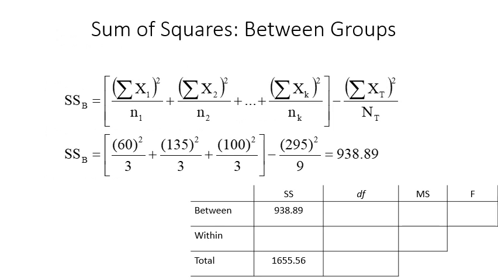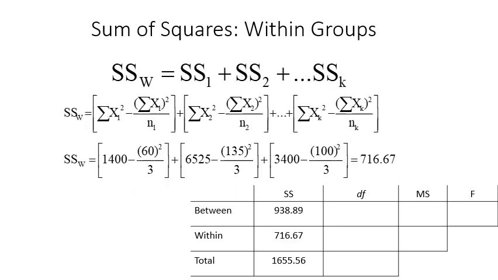Next is our sum of squares between, and this is just where you take in each group, you do the x total, or the x for the group squared divided by the n for the group. That's what's here, here, and here. Then you take that, again, the x total squared divided by the n total, and we get 938.89. Now to do the sum of squares within, we could just do 1655.56 minus 938.89, but let's actually calculate it out.